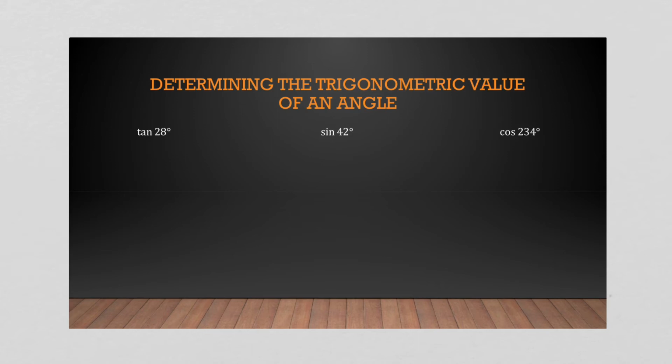So using your calculator, this time you're going to go tan 28, hit equals, and you should get 0.5317. So maybe do this along with me moving forward so you can just get comfortable. So here we're hitting sine, then you're hitting 4, 2, equals, and you should get 4 decimal points, 0.6691. And then cosine of 234 degrees, you'll get negative, and that's totally fine.